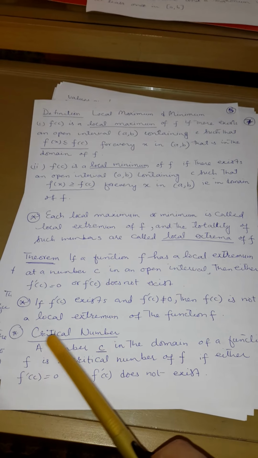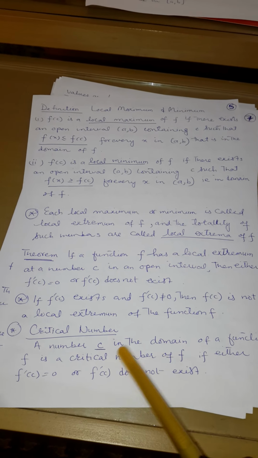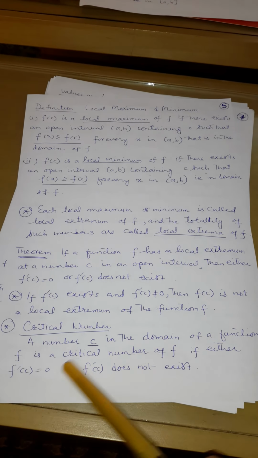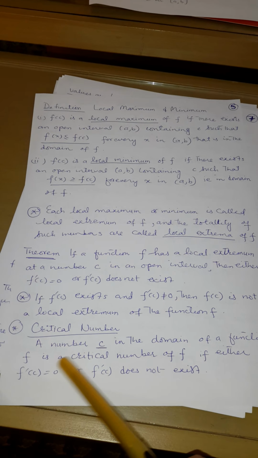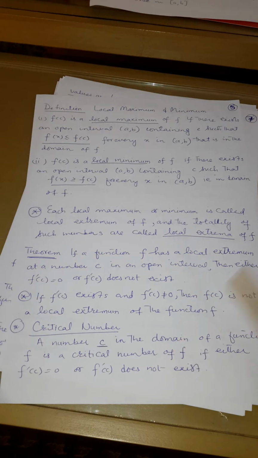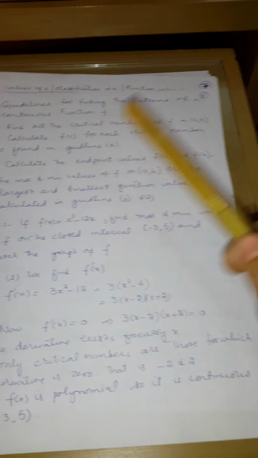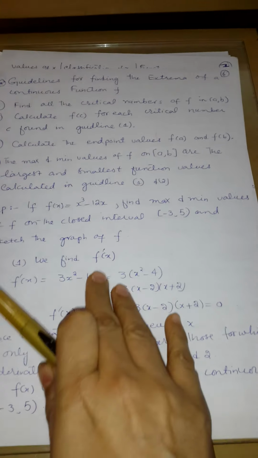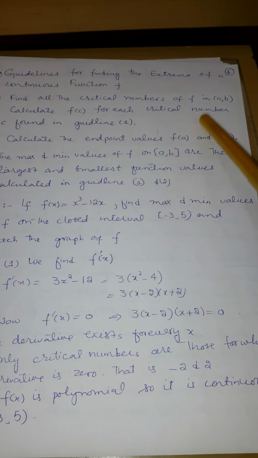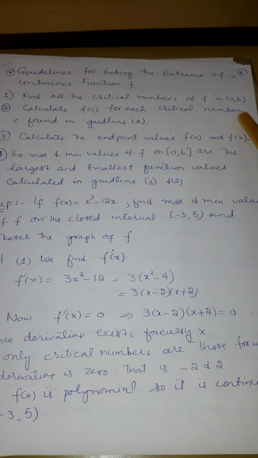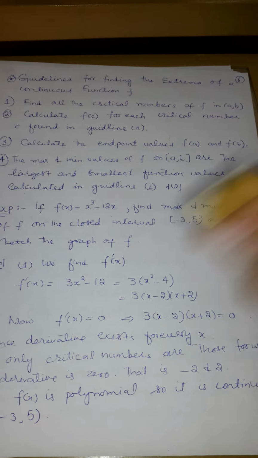Then we have another point, critical number. A number c in the domain of a function f is a critical number of f if either f prime of c is 0 or f prime of c does not exist. Then we have certain guidelines for finding the extrema of a continuous function. The first guideline is to find all the critical numbers of the function in the interval. Calculate f prime of c.